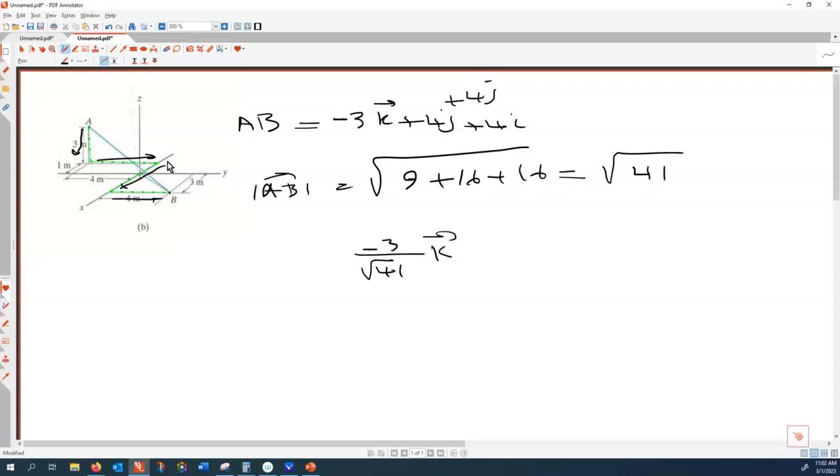So that's 4j first, and then another 4j second. So that is going to be 8. This is 4i plus 8j minus 3k, correct? Okay, so that makes this a little different. This is 64.